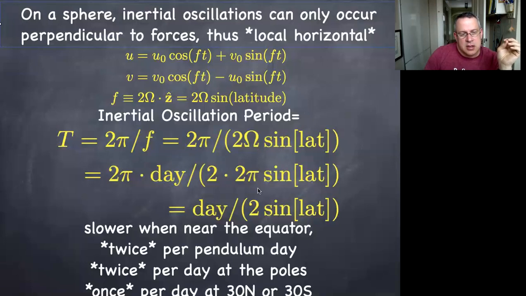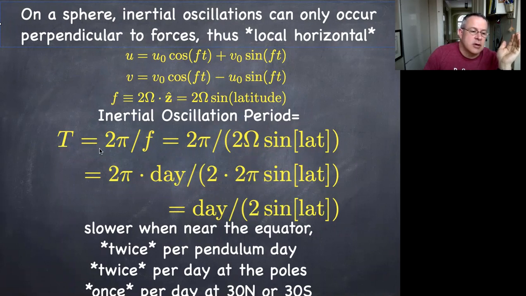We've been talking that through, and we knew what the answer was going to be at the end. But this object right here, without the two, is sometimes called the pendulum day. So this motion oscillates twice per pendulum day, which works out to be twice per day at the pole, when sine of latitude is equal to 1, and once per day at 30 north or 30 south, where sine of latitude is equal to a half.